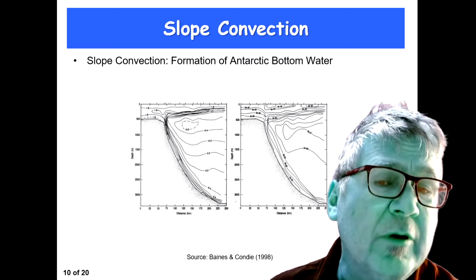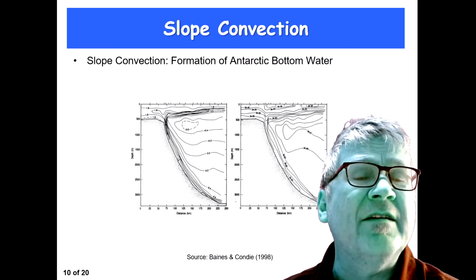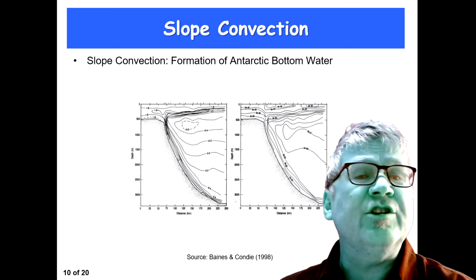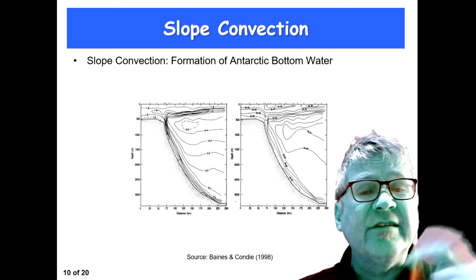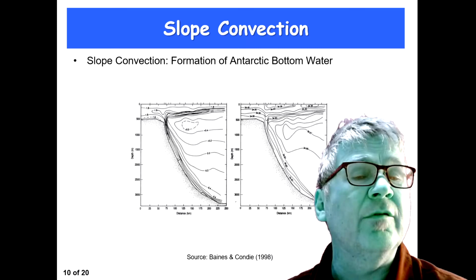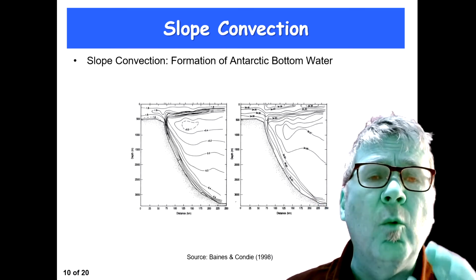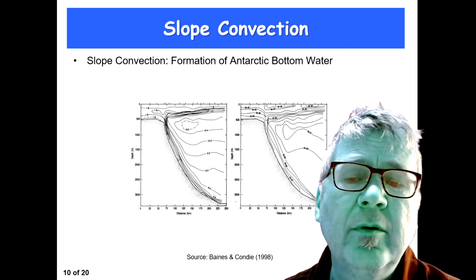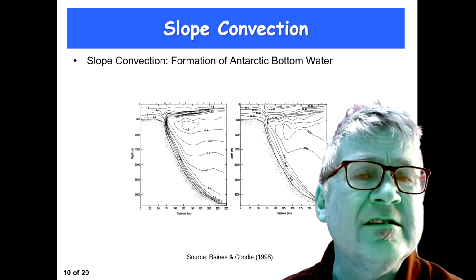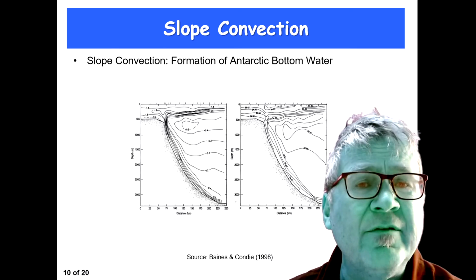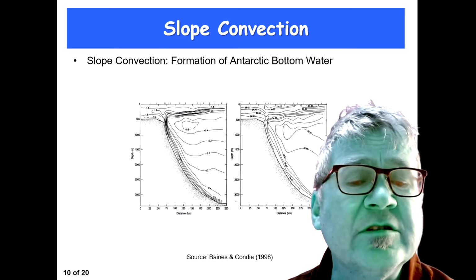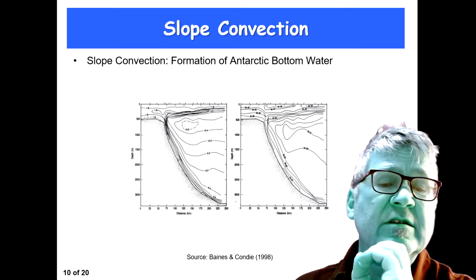So here we go again. We can identify slope convection from the signature in terms of salinity and temperature. Because if you move very cold and saline water down the slope, you can see the trace, or the direct evidence, of this flow from measurements of temperature. And this is shown here.